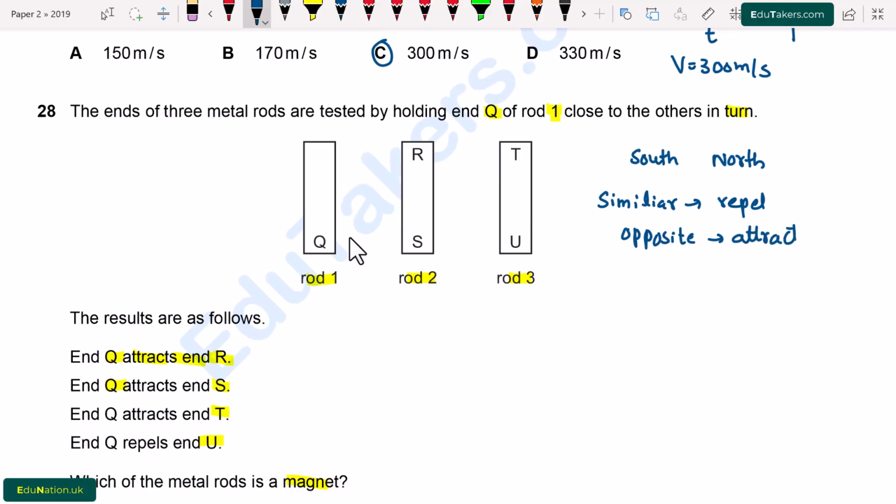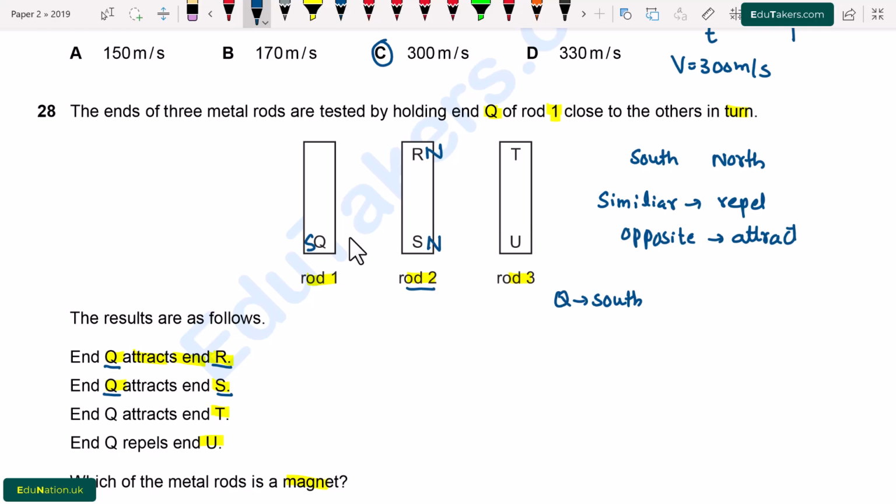Here it is given that the ends Q and R attract. It means that Q and R are opposite poles. So if I suppose that Q is south, then it attracts R, so R should be north. And Q attracts S, so this Q also attracts S. It means S should be north, because opposites attract each other.